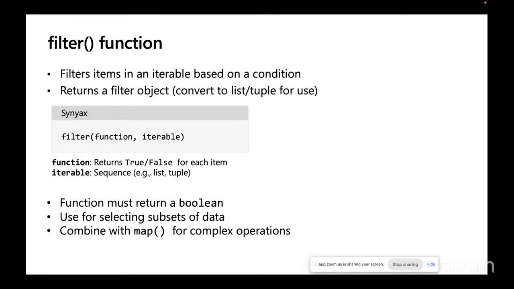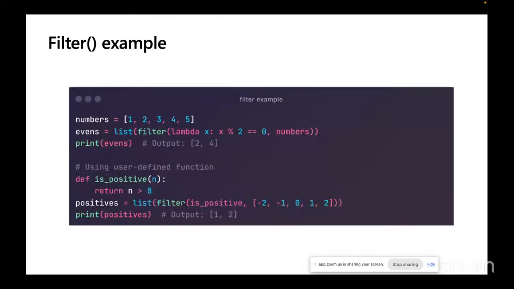Now we can combine this filter with a map also if you want to do any complex operation, right? Which we can see later. So here is an example of filter, right? Here we have a number 125, and over here what we are doing is same old our logical program of finding even number or odd number, right?